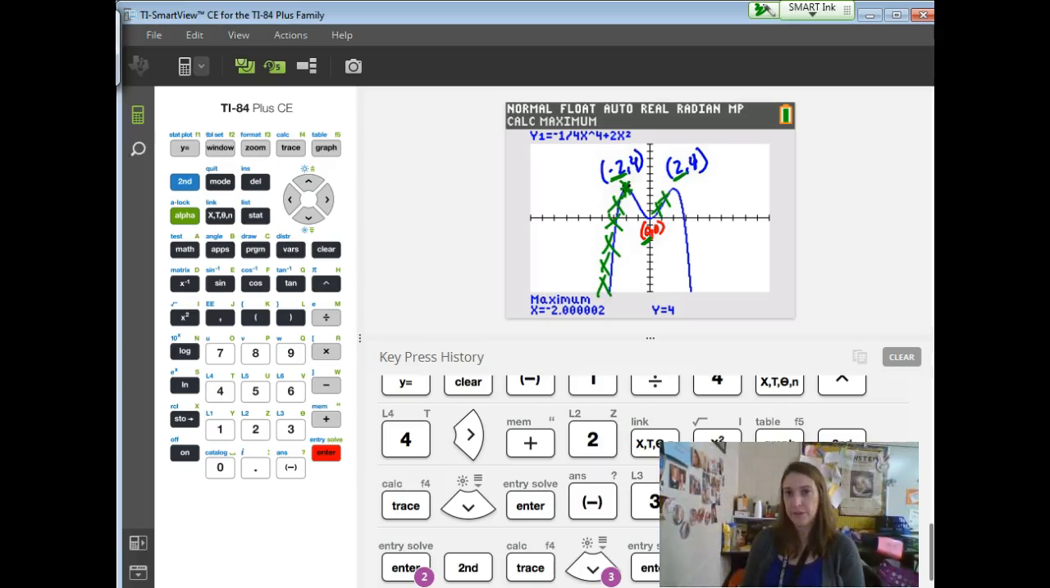Decreasing, however, would be this section right here, and also this section right here. So for domain interval, for when it is decreasing, that's from negative 2 to 0.